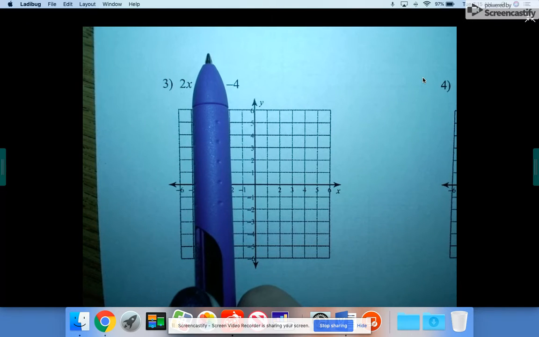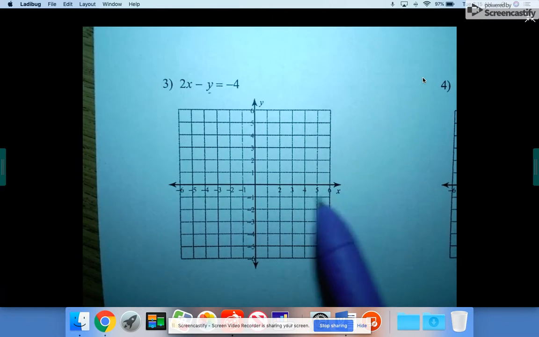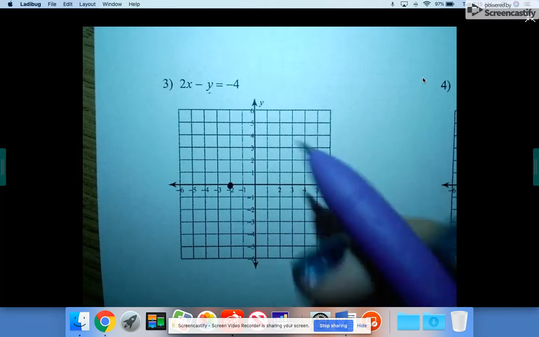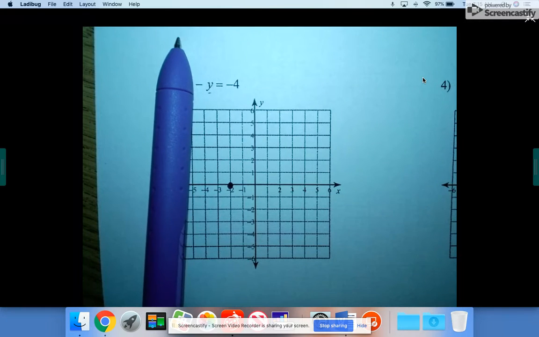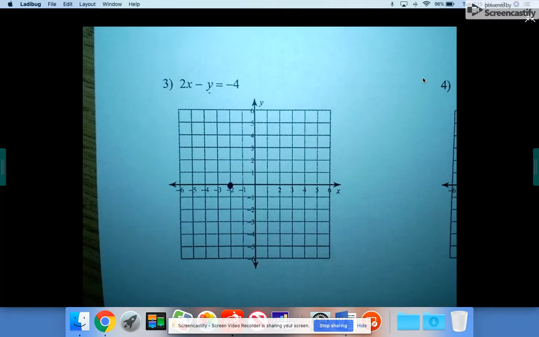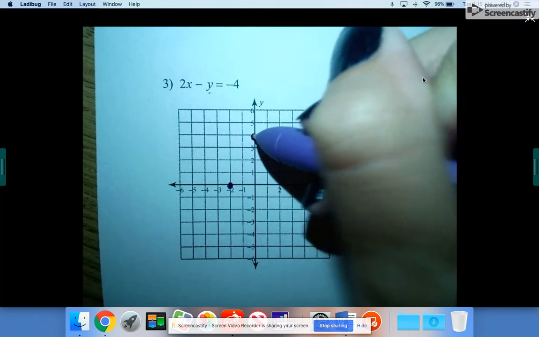2 times what number is negative 4? Negative 2. So the x is negative 2, x-axis negative 2. Cover up the x to get the y. That's a negative y. Be careful there. So negative what equals negative 4? That would just be 4 because the negative is already there. So the y would just be 4 because the negative's already there. So the y is just 4.